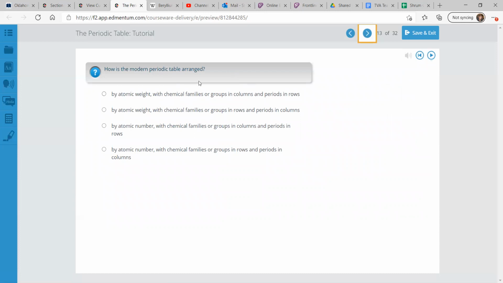So just to check your understanding, how is the modern periodic table arranged? We know that chemical families or groups are in columns and periods are the rows. So instead of atomic weight, they are arranged by atomic number, and the chemical families or groups are in columns and periods are in rows.